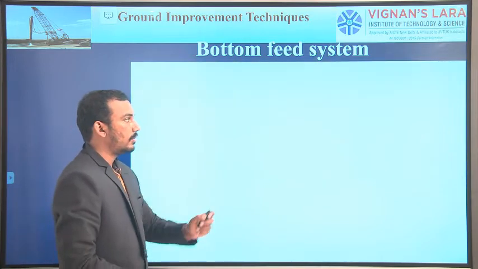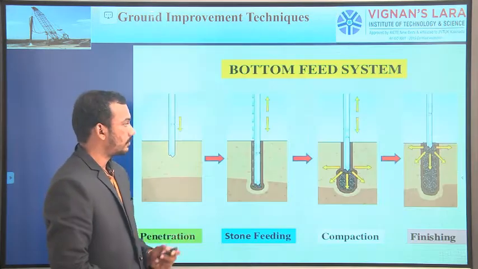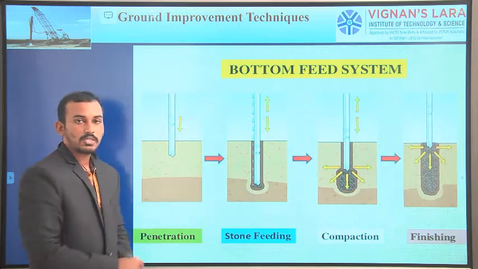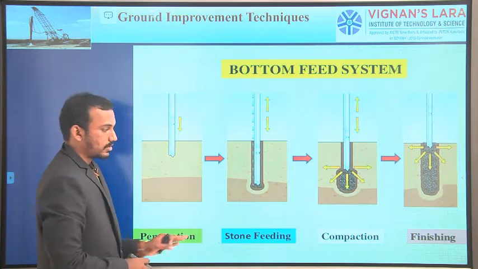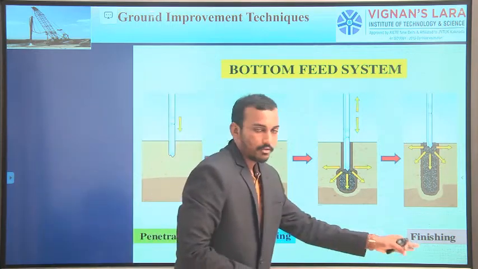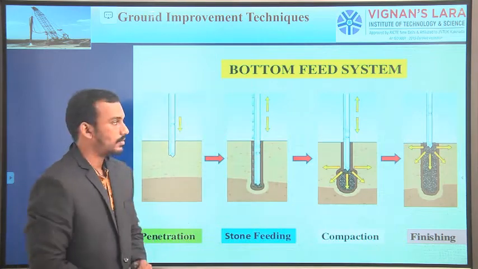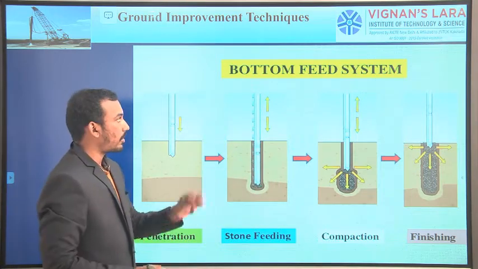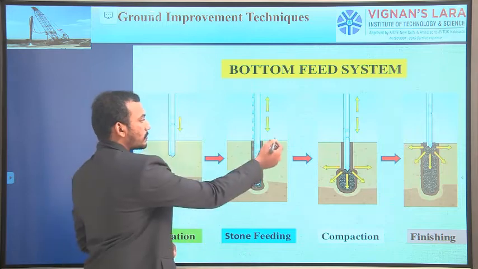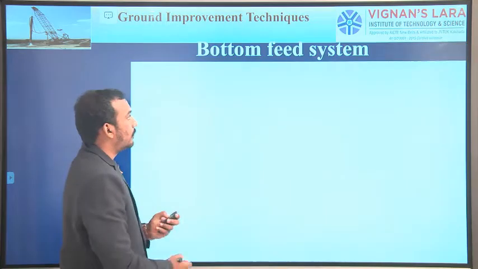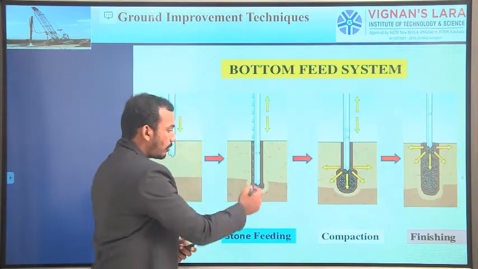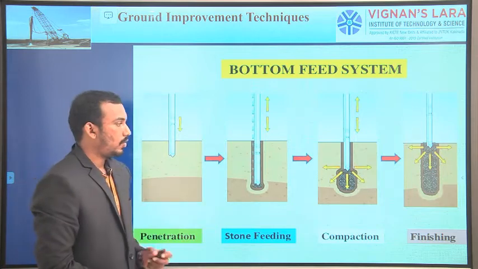So this is the bottom feed system. The process is very similar: penetration, stone feeding, compaction and finishing. The only difference is that in the top feed system, we are feeding the stones from the top, but here, we are feeding the stones from the bottom itself. That is the only difference.